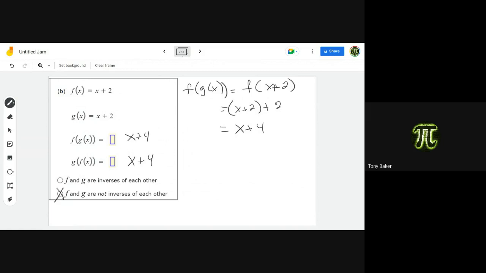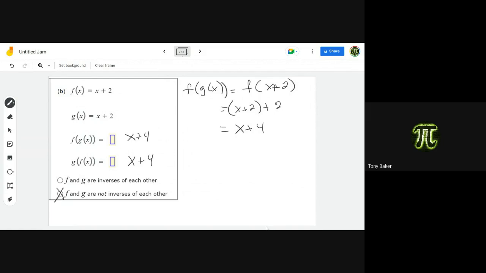That make sense? Okay. The reason I do this first is because once we start looking for inverses, you want to be able to test them to make sure they are actually inverses of each other. This is how you test it. You plug them back together and see if they give you an x. Okay.